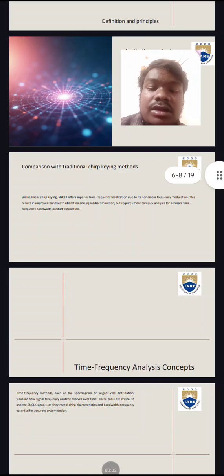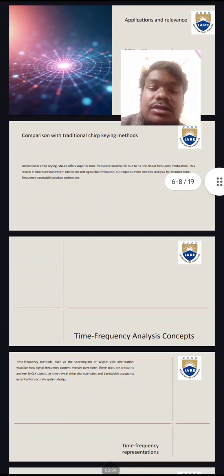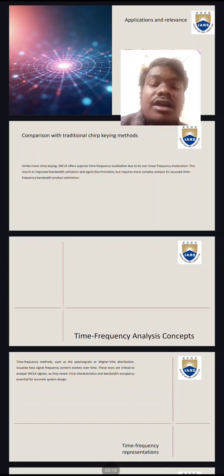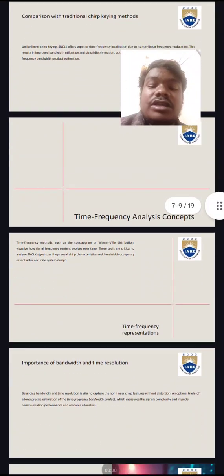Comparison with traditional chirp keying methods. Unlike linear chirp keying, SNCLK offers superior time frequency localization due to its non-linear frequency modulation. This results in improved bandwidth utilization and signal discrimination, but requires a more complex analysis for accurate time frequency bandwidth product estimation.